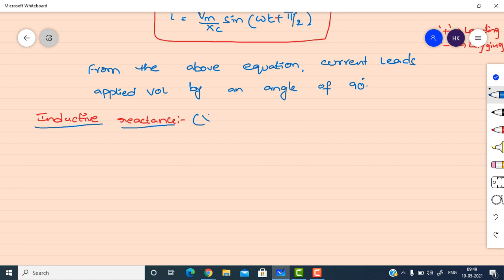It is indicated with XL, where XL is equal to 2 pi FL. Here F is the frequency and L is the inductance. This is the equation for XL. But what is this XL, inductive reactance?